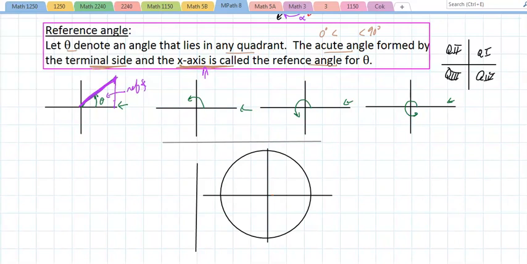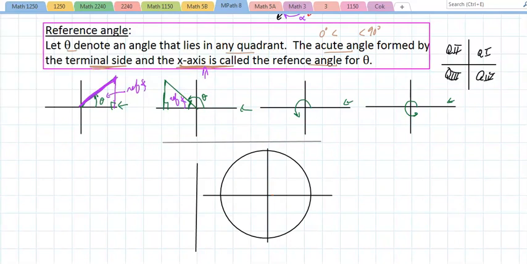What if I went to quadrant 2? Well, the reference angle for theta now. This is theta. The reference angle, the terminal side is right there. You're going to run from the terminal side down to the x-axis, forming a right triangle. The angle between the terminal side and the x-axis is the reference angle for theta.